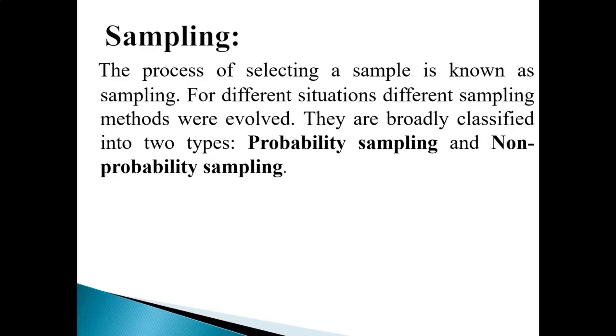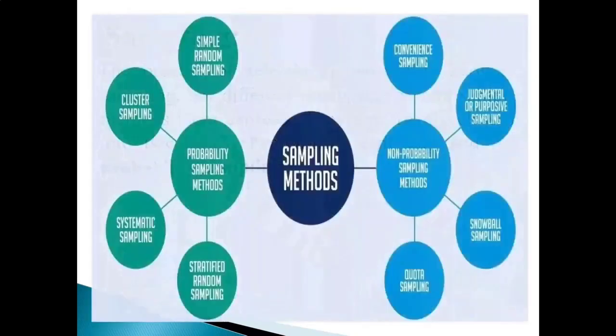So we are moving forward now. This is a pictorial representation of the sampling methods in both probability as well as non-probability sampling methods. In probability sampling, we have simple random sampling, cluster sampling, systematic sampling, and stratified random sampling. Similarly, in non-probability sampling, we have convenience sampling, judgmental or purposive sampling, snowball sampling, and quota sampling. Okay.